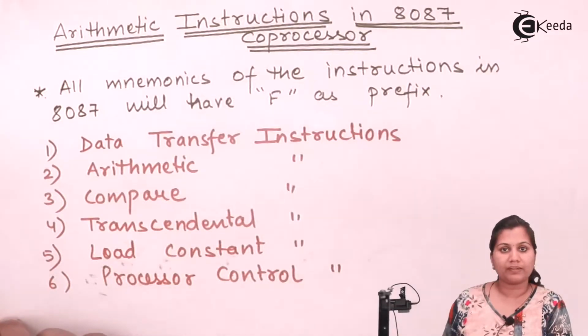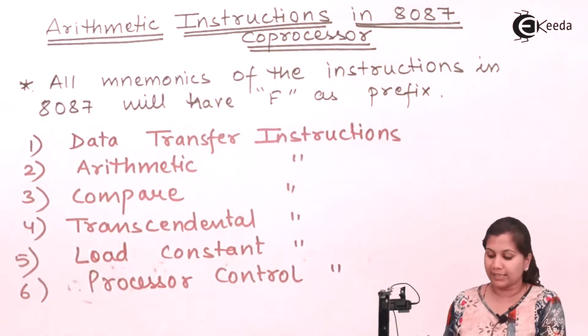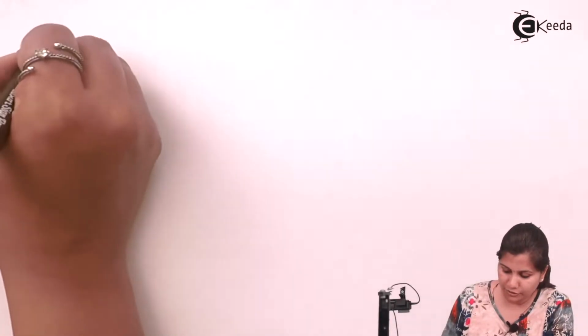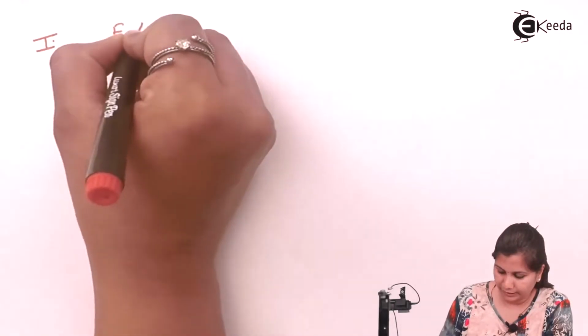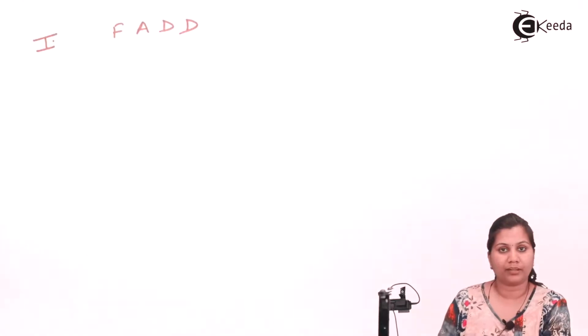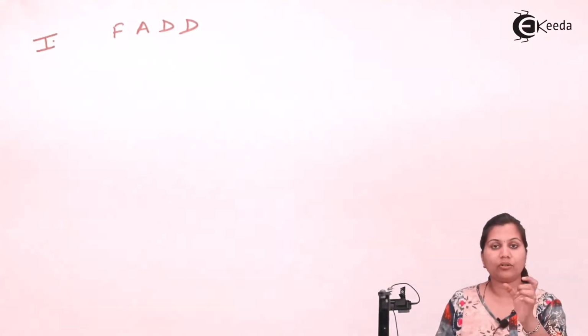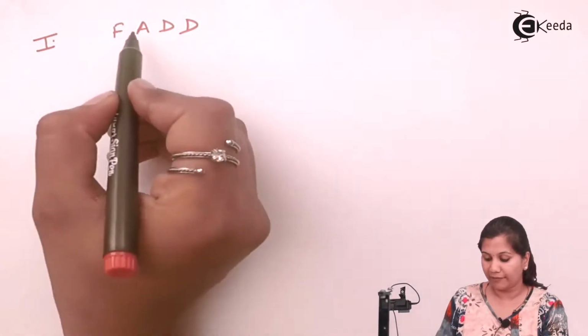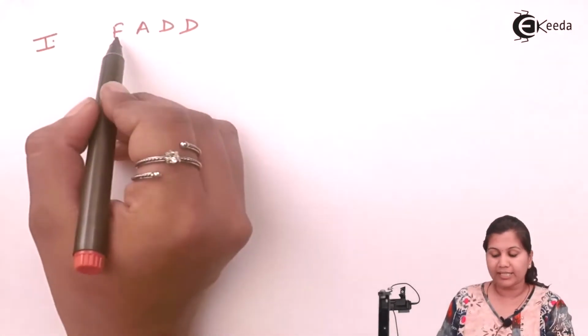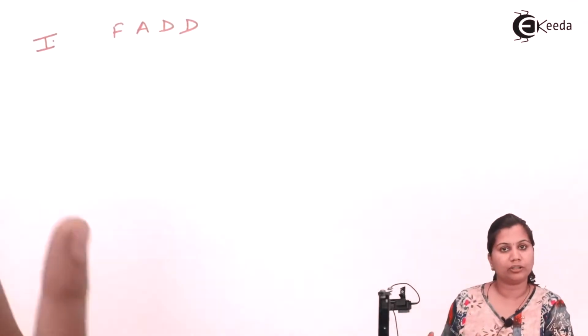So here in this video, we will study the arithmetic instructions. These arithmetic instructions perform the arithmetic operations like addition, subtraction, multiplication, division, compare. All these arithmetic operations are performed by these instructions. So let us first start with these arithmetic instructions. The first instruction is F, A, D, D. As I have told, all the instructions of 8087 will have the prefix F in their mnemonics. Just F is added and ADD is for the addition.